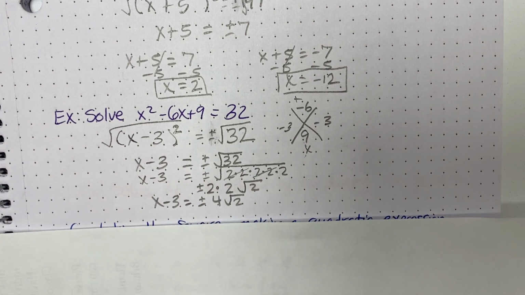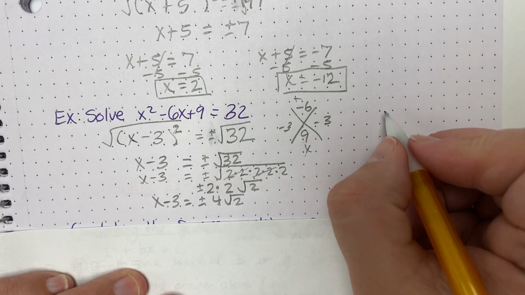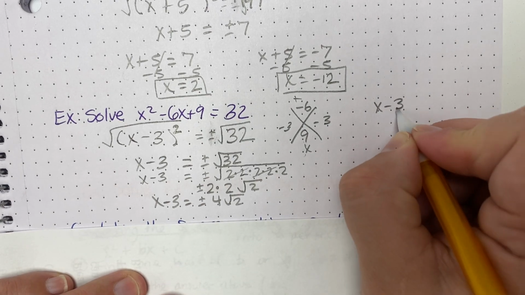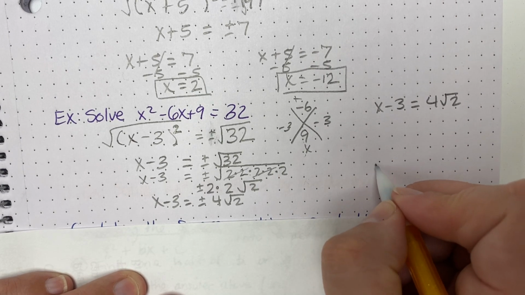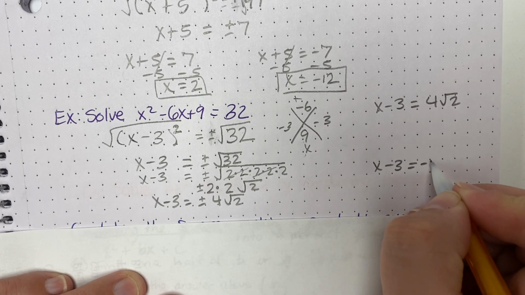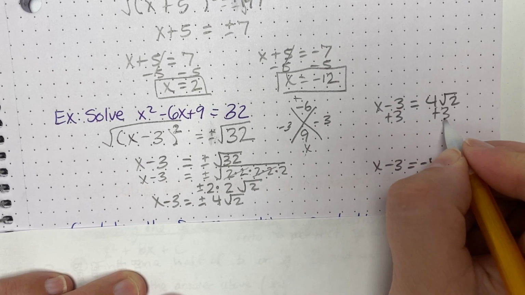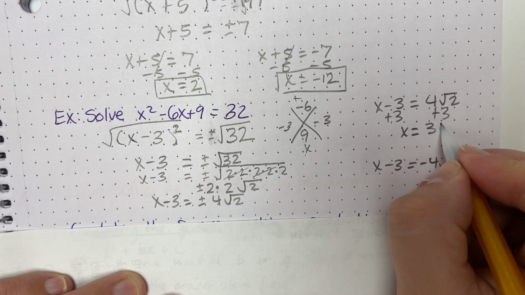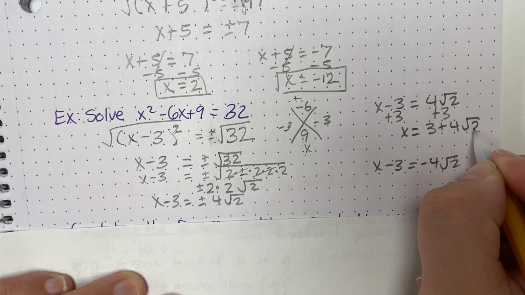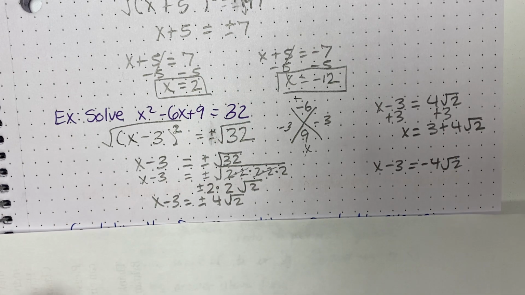Okay. When I solve this, I need to make sure that we have a positive and a negative version of that. So I'm going to have x minus 3 equals 4 root 2, and x minus 3 equals negative 4 root 2. So I'm going to add my 3, and I'll come out with x equals 3 plus 4 root 2. Okay. It's ugly, and that's okay.